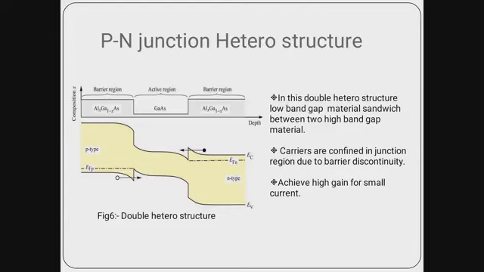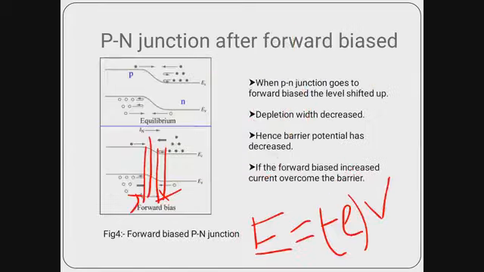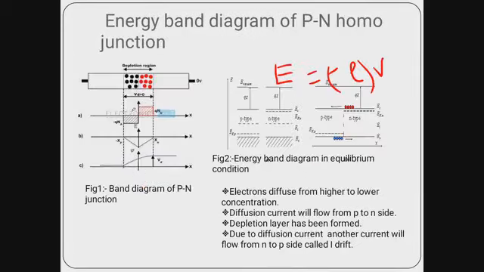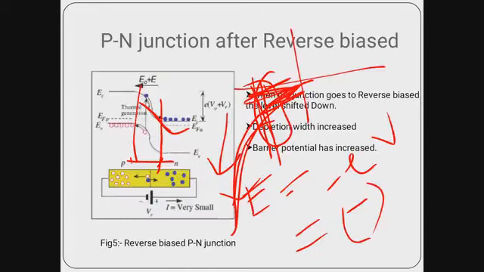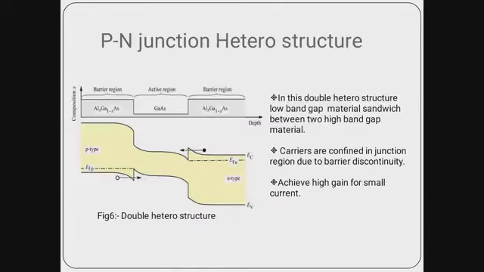So what is heterostructure and how does it differ from the homostructure? In case of homostructure, we have seen that we use the same kind of semiconductor material, and their band gap, which is Eg, is also the same. But in case of heterostructure, we have chosen compound material.